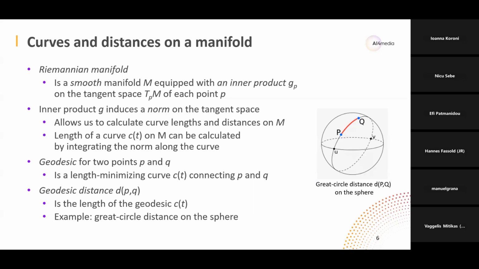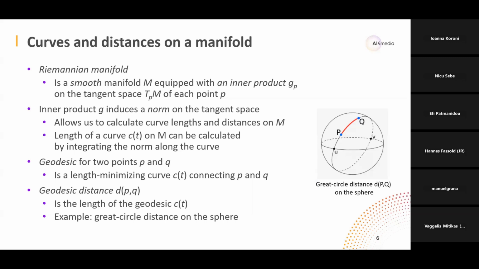You can see this geodesic here on the right side on the sphere between P and Q. And from the geodesic, we can now introduce simply the geodesic distance d between 2 points on the manifold, and it's just the length of the geodesic which is connecting those 2 points.